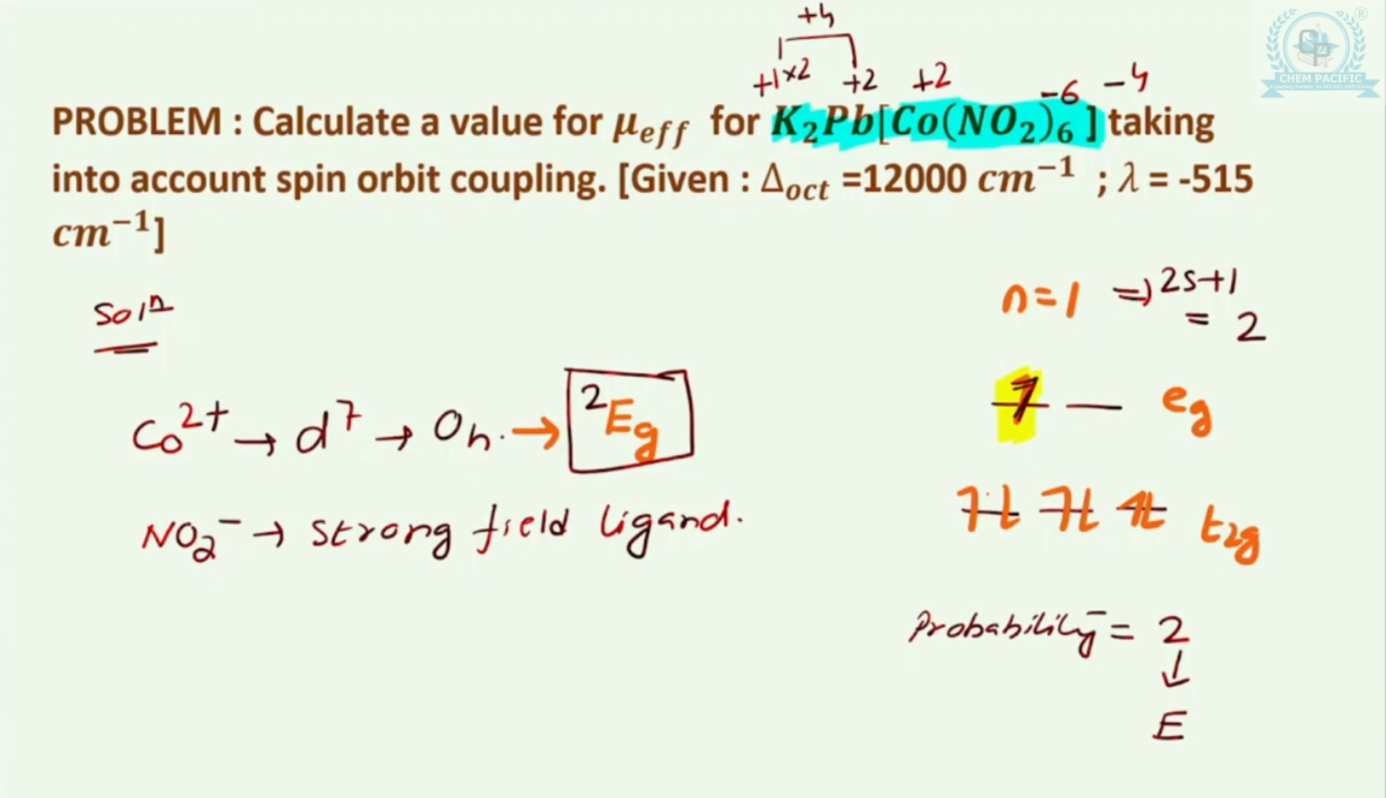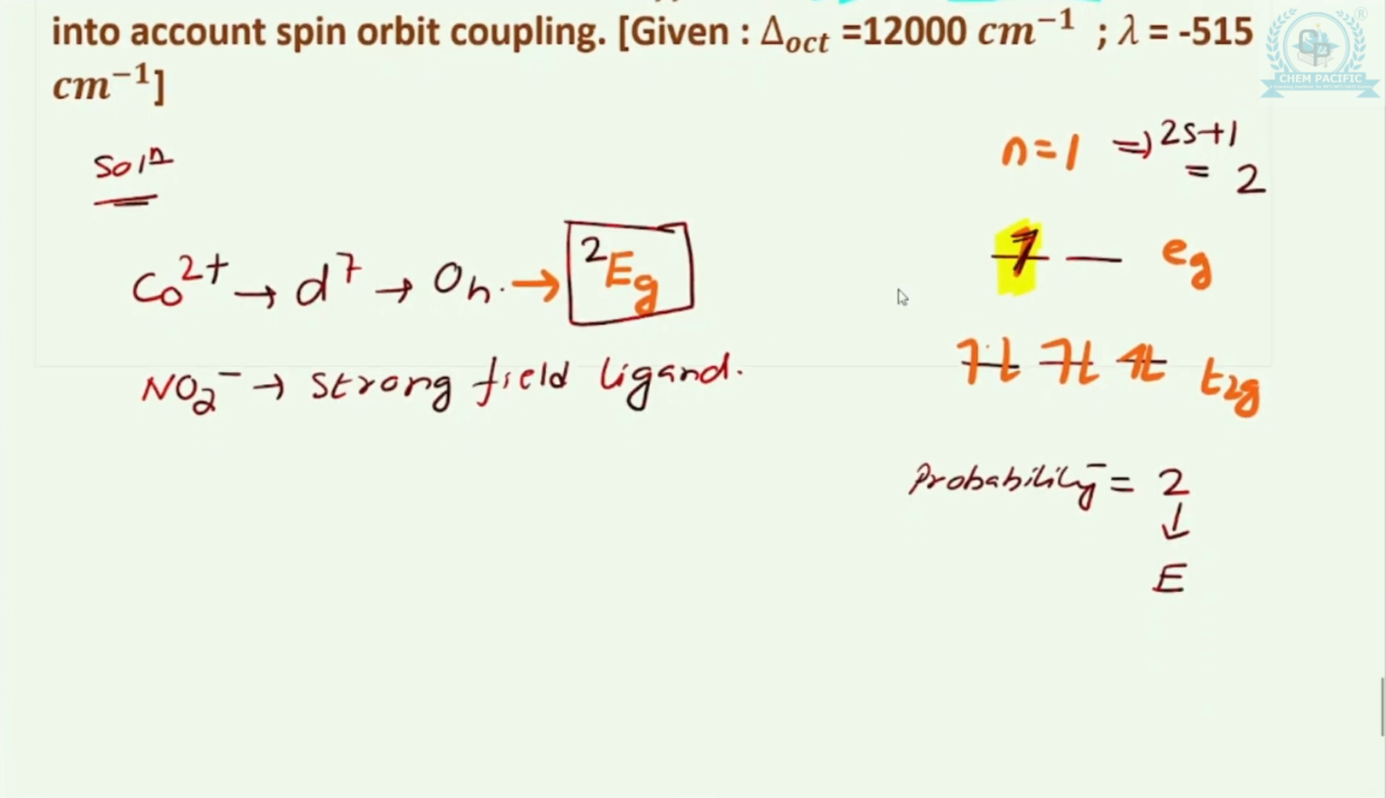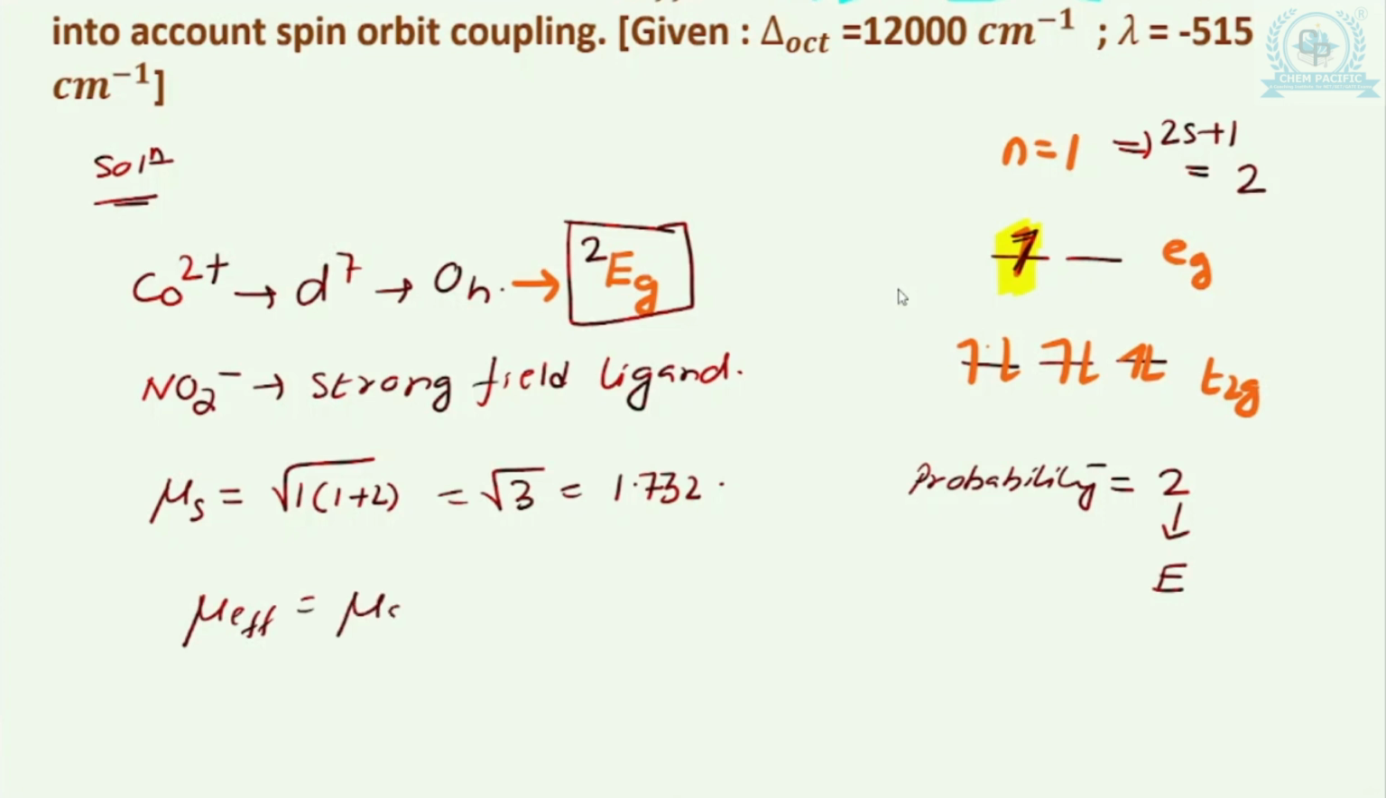This is very important. Okay, now you see here you have got it. Now very easily you calculate. You have the mu spin value, spin only value, root over 1 into 1 plus 2. This is equal to root over 3. This is equal to 1.732. Now as per the formula, you have mu effective, which is equal to mu s into 1 minus alpha into lambda by delta.